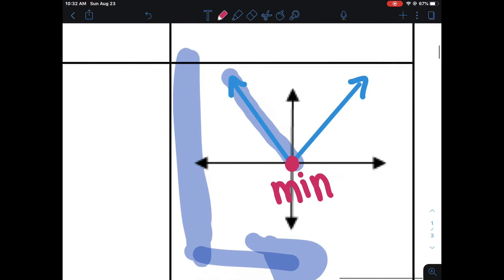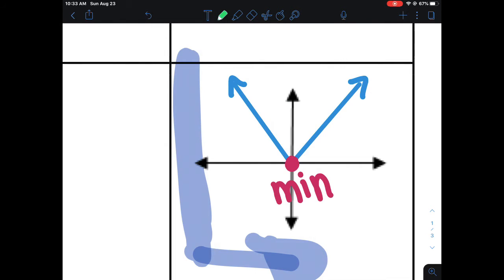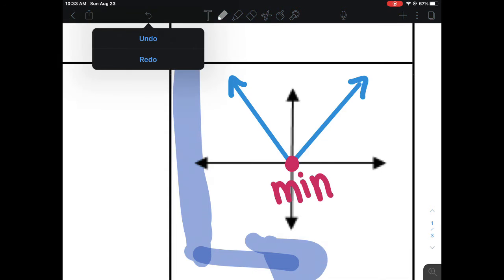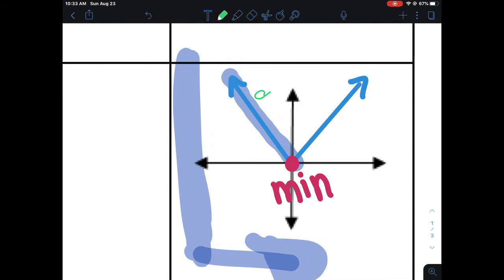So from left to right, my graph is going down. So I am decreasing. So if this was like a hill and I was walking along from left to right, am I walking downhill or am I walking uphill? I am walking downhill. And then I reached that red dot, which was my minimum.